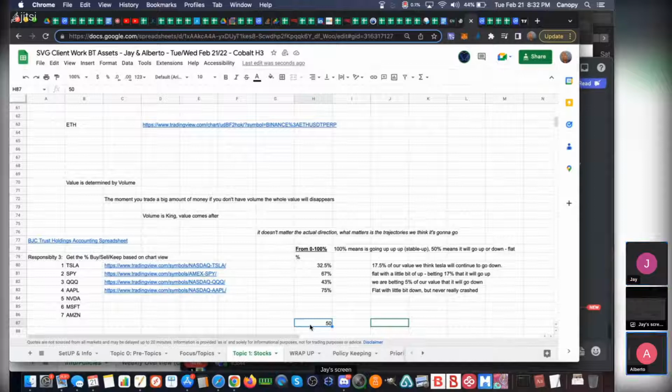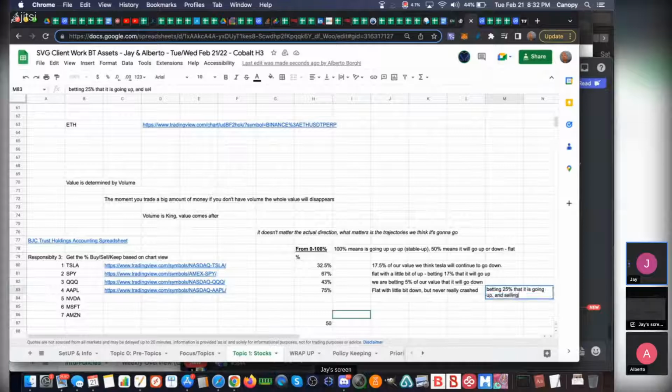Right. So 75% means that we want to increase our Apple from. No, this would be betting 25% that it is going up and selling 25% that we are not 100% sure. Right? So this would be selling 25% of our Apple. So if we don't want to sell any of our Apple, we would do 100%. You know what I'm saying?